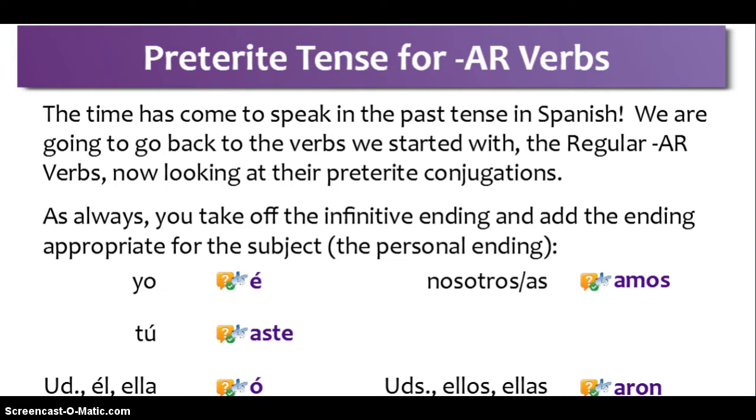And lastly, on things to notice on this first page, is the nosotros and nosotras conjugation, amos. That should look very familiar to you because that is the same ending we have been using for present tense for AR verbs. It is also used for the preterite tense, and it comes down to the context that we are working in for you to know, is it a present or past tense sentence.